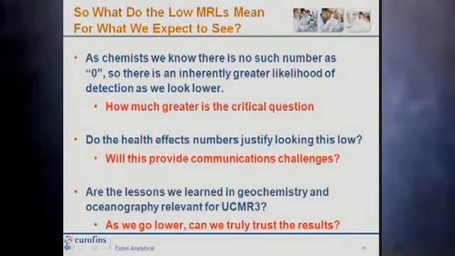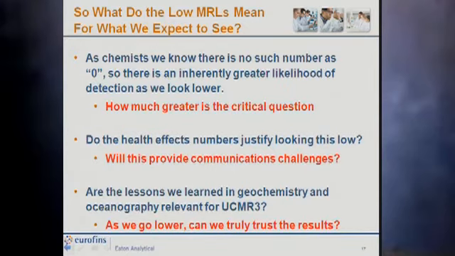So what does this mean for what we expect to see? Well, we know there's no such number as 0. The lower we go, the greater the likelihood that we'll have detection. So how much greater is the critical question? And then, do the health effects justify looking this low?